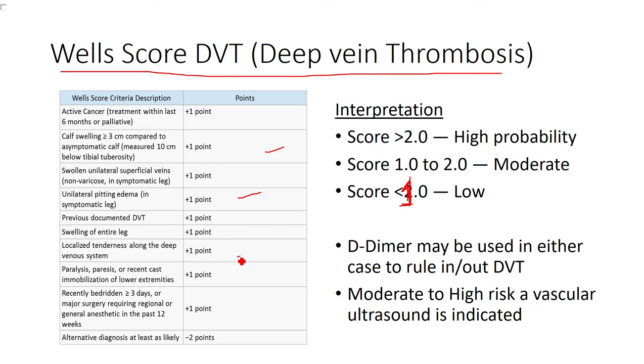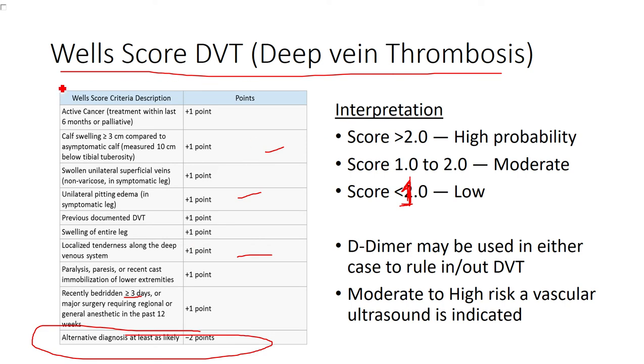If they have tenderness along the deep venous system, and if they had surgery or a major operation within the past 12 weeks, or if they were bedridden for any long period of time. Also, it's important to consider, is there an alternative diagnosis that would be a little bit more likely? Okay, did they just roll their ankle? Okay, did they just eat a ton of sodium causing some of these differences?